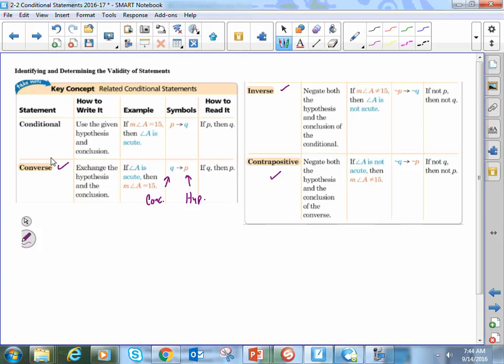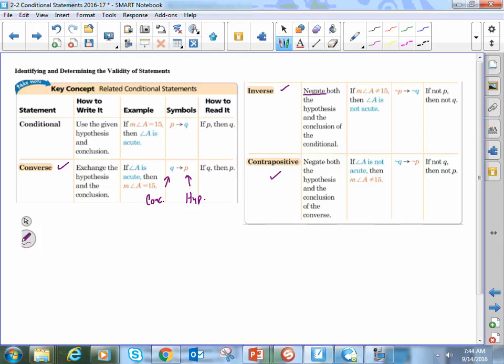Now an inverse statement is going to take the conditional statement and negate things. It's going to negate the hypothesis and the conclusion, meaning that we add the word not, like it does not, or it is not, or we don't have, or something like that. Whatever was positive before is now negative, and if it was negative before, now it's positive. We just negate it, kind of like what we do in a normal algebra problem.